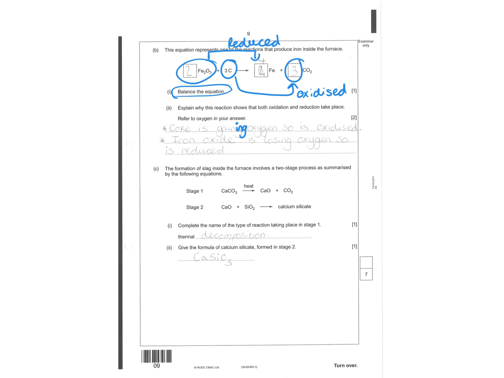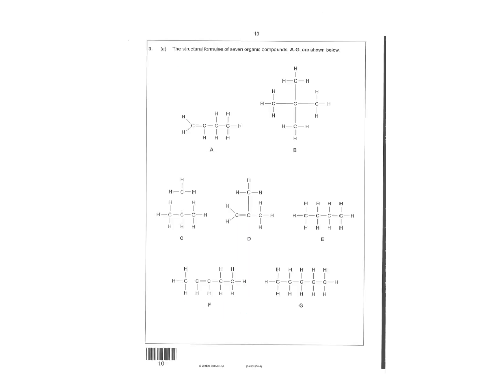Okay. Complete the name for the type of reaction in stage 1. It's thermal decomposition. That's just a fancy word for saying heat to break something down. And give the formula of calcium silicate. Because it's a single product, all you had to do was add them together. So if I just put them all together as one compound, and then tidy it up a little bit there.